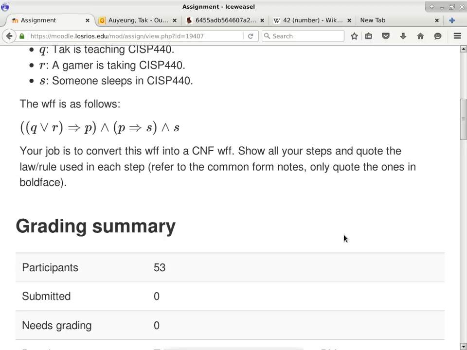All right, so each one of these, P, Q, R, S, they are all variables. And because they are all variables, we can make a well-formed formula out of these variables and the connectives that we can usually find in logic. So in this case, we have Q or R in one expression. Together, they imply P. This is one part of the conjunction. Another part of the conjunction is P implies S, and then the last portion is just S itself.